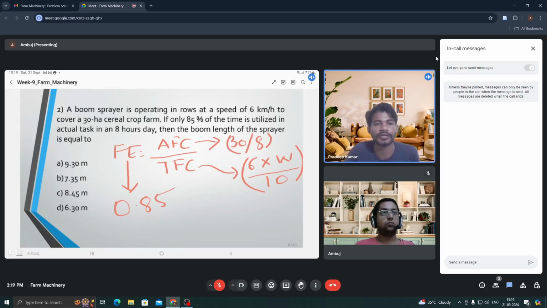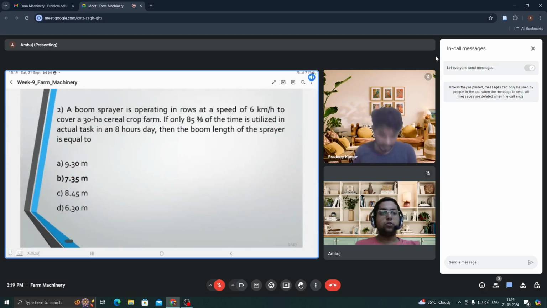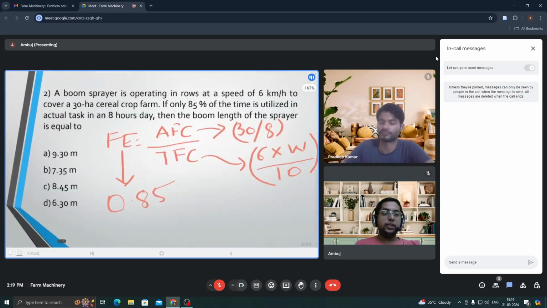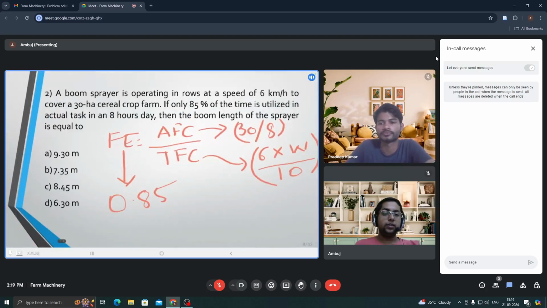Option B, 7.35. Yes, very good. Straightforward question. It is 7.35 meters only. See here, the important point to note is that actual field capacity and theoretical field capacity, both I have taken in the same unit, hectare per hour. So in the examination, please bear in mind that you have to use the same units.